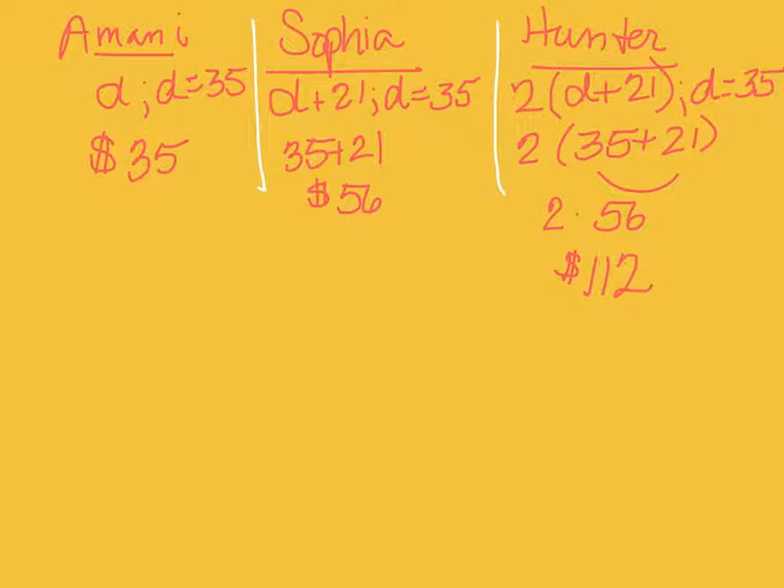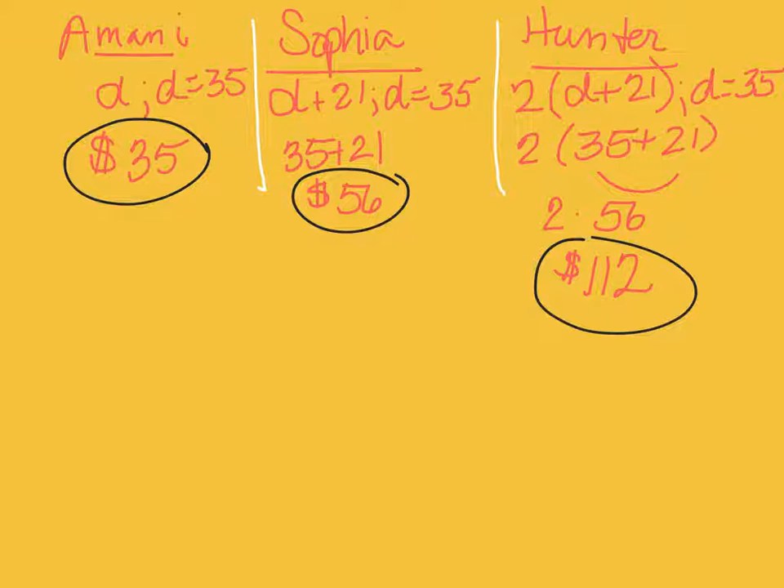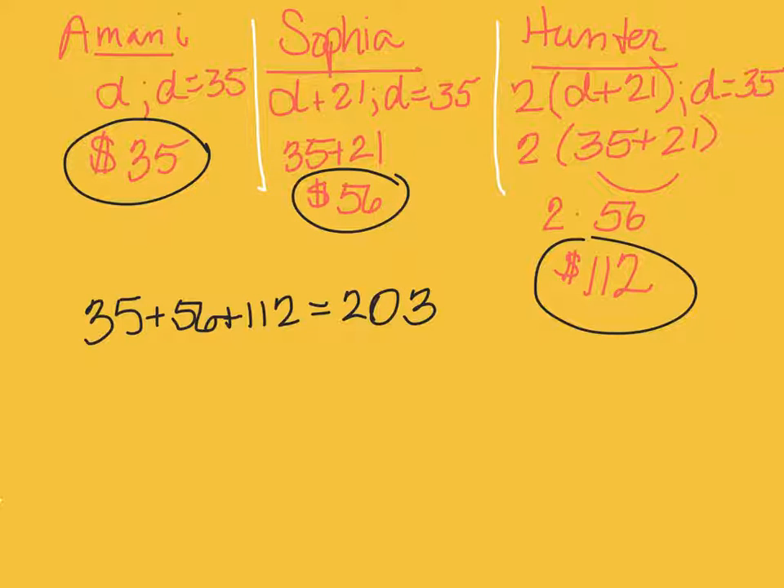Lucky him. Okay, and I do have all of these amounts here, but I probably, or definitely, should check to see if it makes sense. I know that the total altogether that they spent was 203, so 35 plus 56 plus 112 should equal 203. And let's make sure it does.